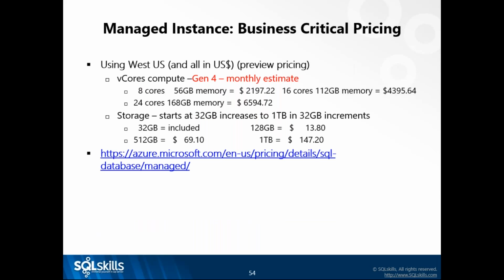All right, your business critical pricing, 8 vCore, 56 gig of RAM, 2200 a month up to your 24 with 168 gig of RAM, just under 6600 a month. Again, your storage cost increases. And you can price all this stuff out and play around, look at the different configurations, the cost per region, because again, this is all based upon US West or US East pricing. You get into the UK, other regions, prices vary a little bit.